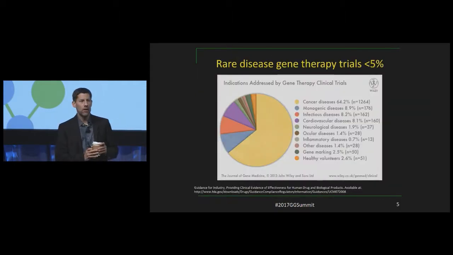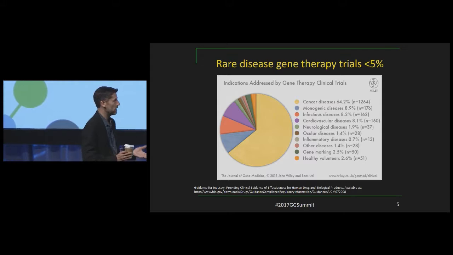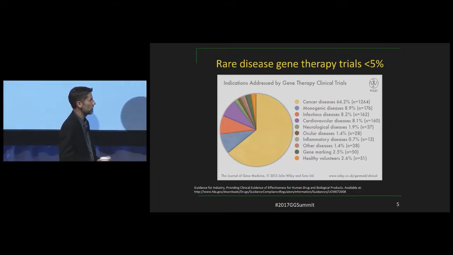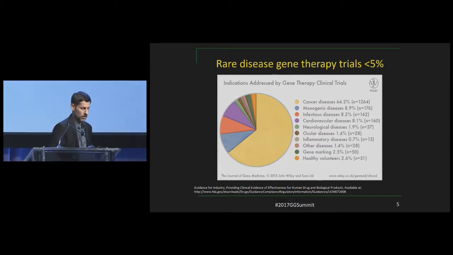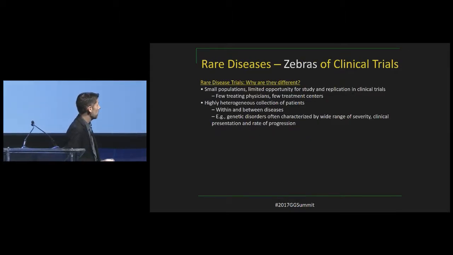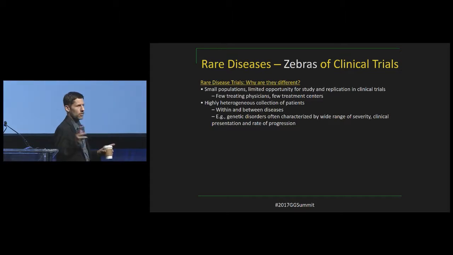So we jump forward now and talk about why some of us are here today, and talk about rare disease trials. Rare disease gene therapy trials right now account for less than 5%, okay, of the clinical trials that are out there. And you can see cancer takes up the lion's share of clinical trials. But rare diseases, they're the zebras. We like to talk about things that are unique. I wore my special zebra socks today, showing that we're all zebras in one form or another.